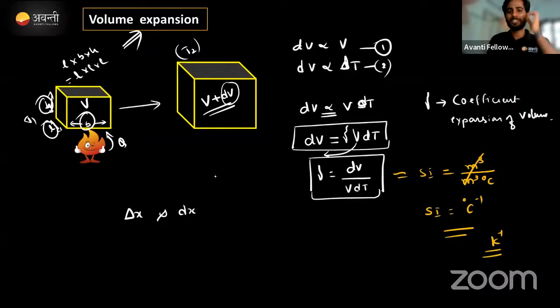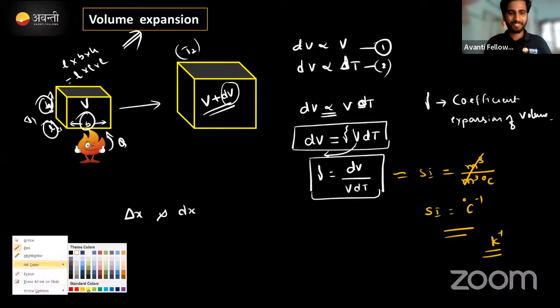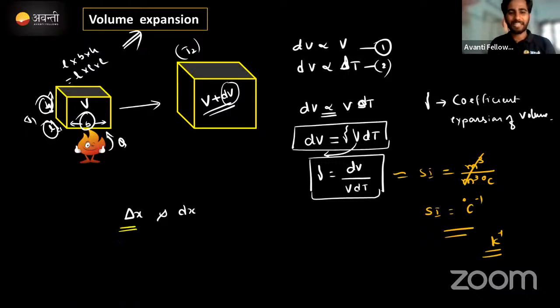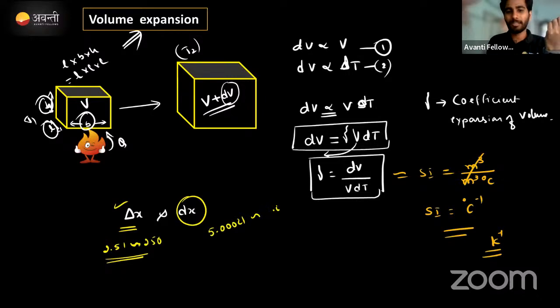What is the difference between these two things? Delta x stands for, guys, actually you know the value is 2.51 minus 2.50. The difference between these two, we call it delta x, a small change in values. We use dx when, suppose the value is like this, 5.00021, and the difference between these two values is 0.00011.